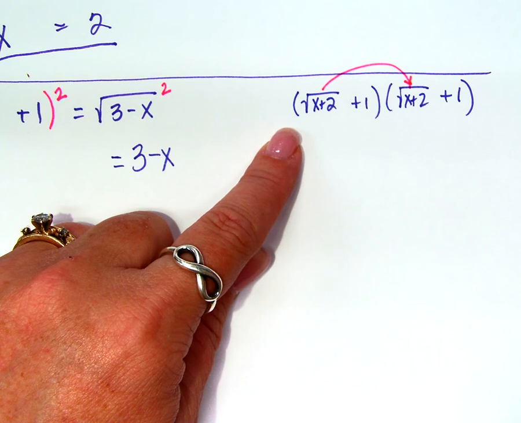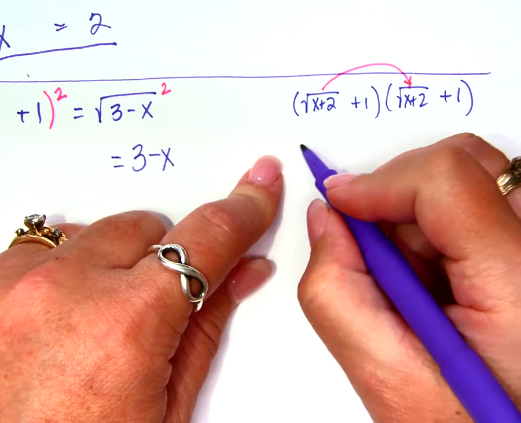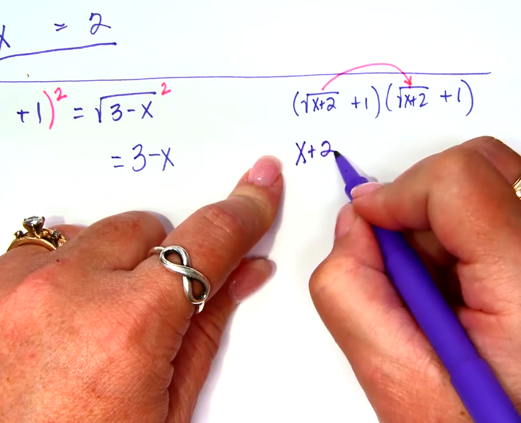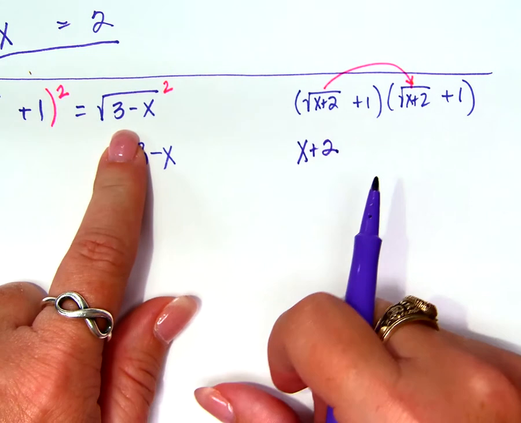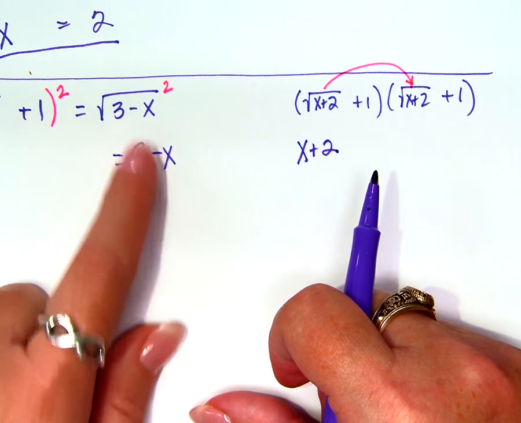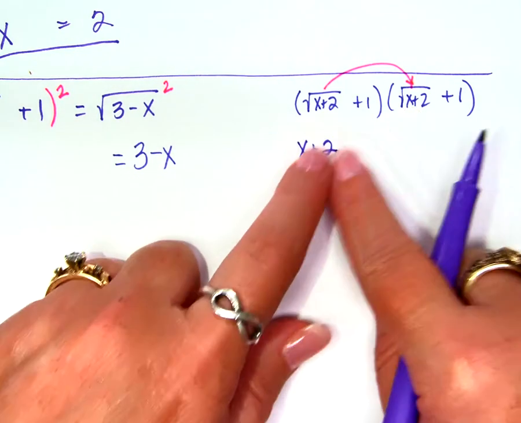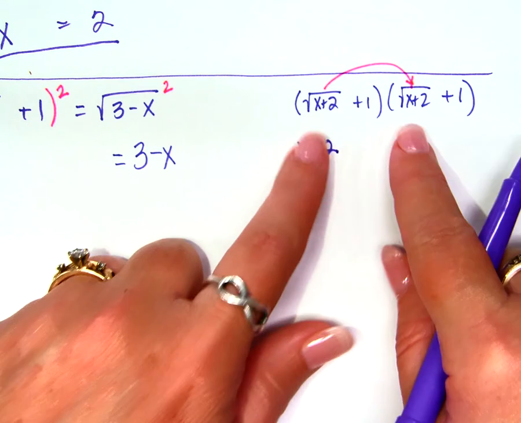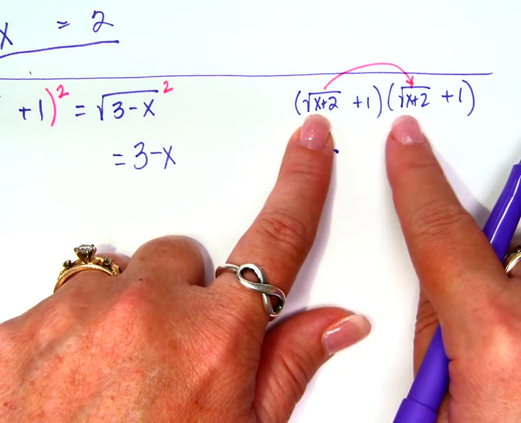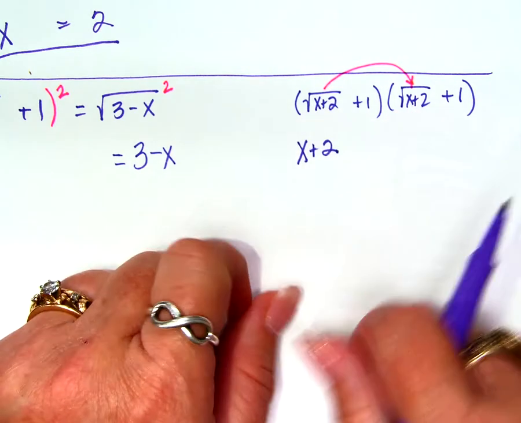What do I get? Don't I just get x plus 2? What did I get when I squared this square root? Just what was inside, right? Isn't that the same thing that is happening here? It's written like the square root of x plus 2 times the square root of x plus 2, but isn't that the same as squaring it?